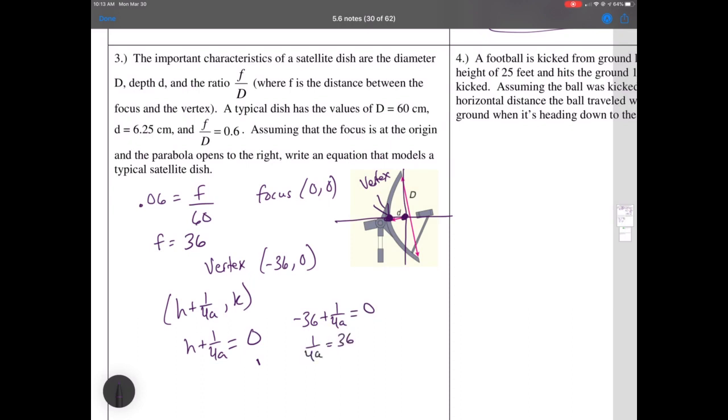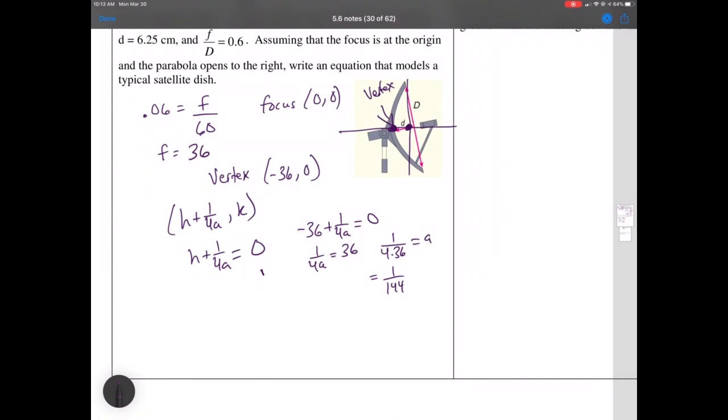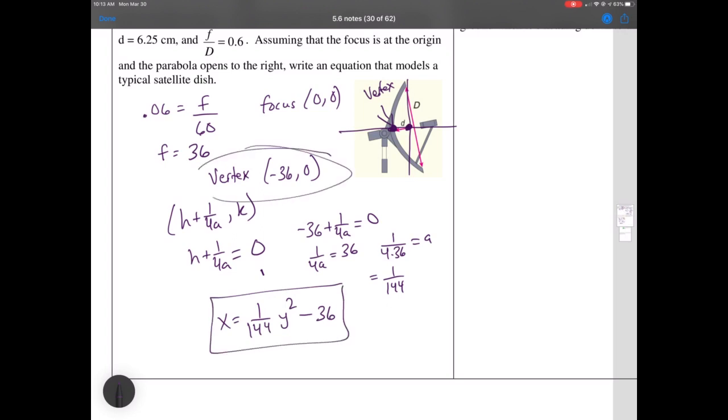So therefore, 1 over 4 times 36 equals a, which equals 1 over 144. So since I have all that information, and this is a sideways parabola, it will be x equals 1 over 144, y squared minus 36 would be my equation. Because I have my vertex, and I have my a value, so I can just plug it into the equation to write my parabola.